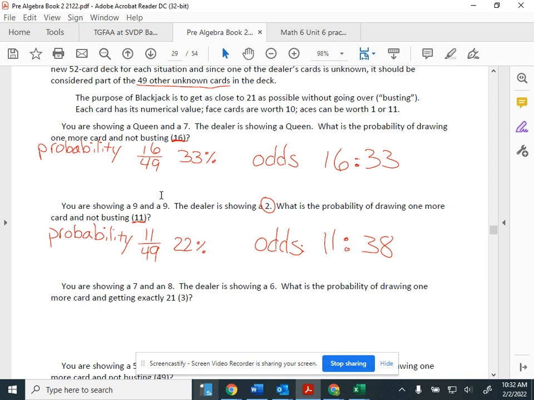Okay? So I'm going to give us some time to work on this. Don't get overwhelmed by it. Just slow it down and look at what they're telling us and what we know about our probability and our odds. Remember, they are two different things. Probability is the successful over the total. The odds are the successful over the unsuccessful.